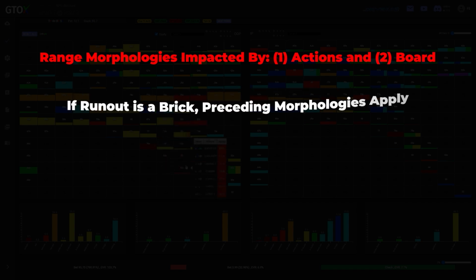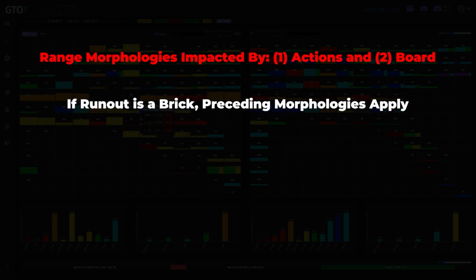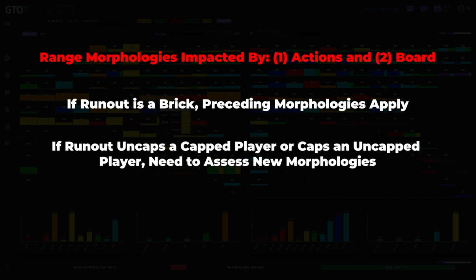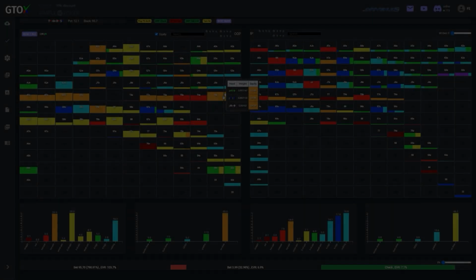If the turn or river card is a brick, then the range morphologies which were in place at the end of the immediately prior street will generally be retained in the new street, which makes things a bit easier to interpret. However, when a runout is very dynamic, it can change the range morphologies for both players, particularly when the runout uncaps a range that was mid or bottom heavy on the prior street, which is exactly what happened here.